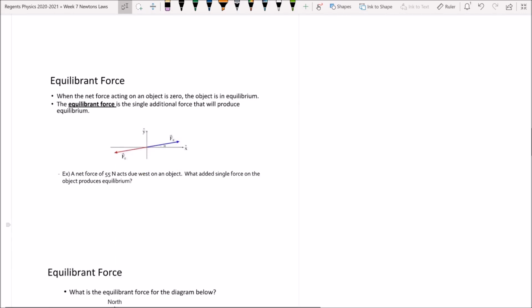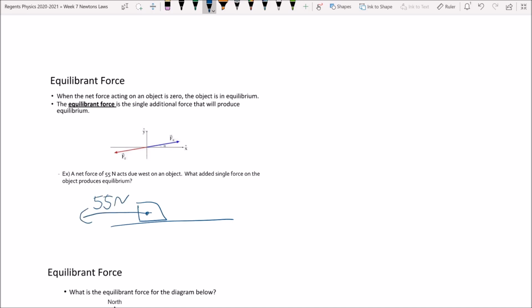Okay, so one of the concepts that you have to know in regards to Newton's first law is the equilibrant force. When the net force acting on an object is 0, we said that the object is in equilibrium. But if it's not in equilibrium, the equilibrant force is the single additional force that you can add that will produce equilibrium. So if you look here, a simple example, a net force of 55 newtons acts due west. So we'll say 55 newtons.